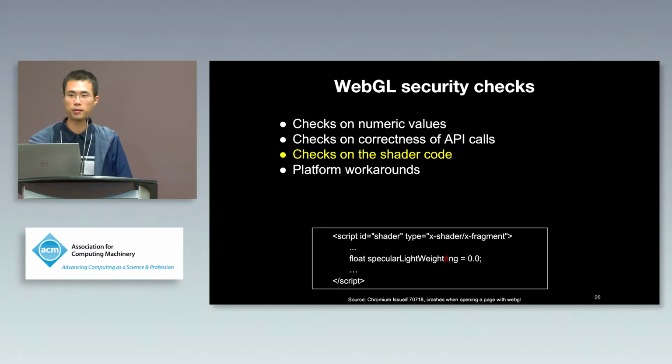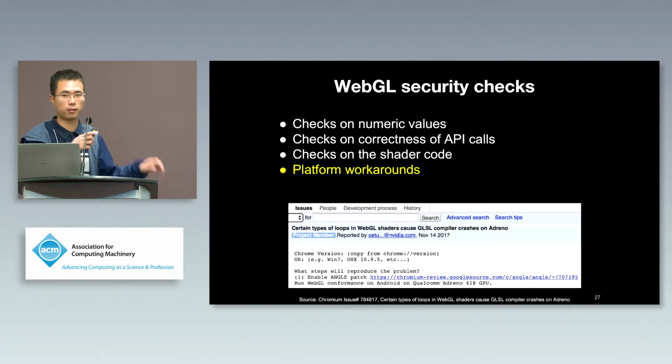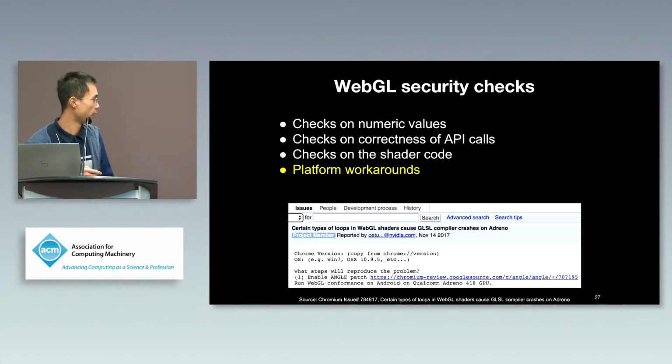Remember that there's an OpenGL API that directly passes a binary for the GPU to execute, and WebGL blocks that. So all the shader code must go through the checks. They also have platform workarounds. There are some bugs on specific devices or specific versions of device drivers, so they just work around them by disabling some features. Like this one on the Adreno driver, where a certain type of loop in a WebGL shader will crash the compiler. They just disabled that.